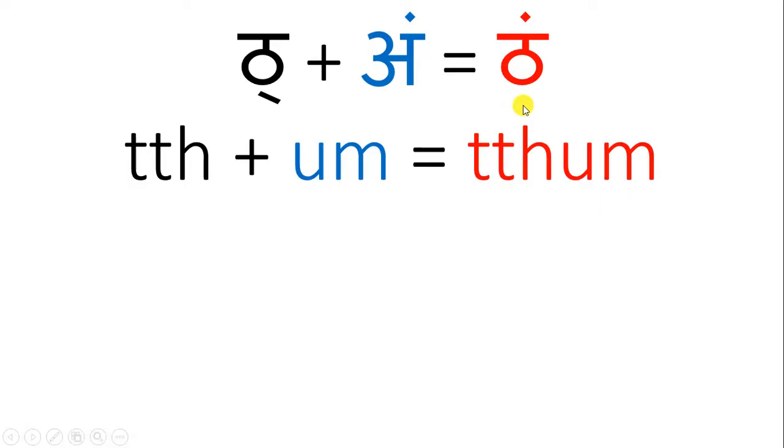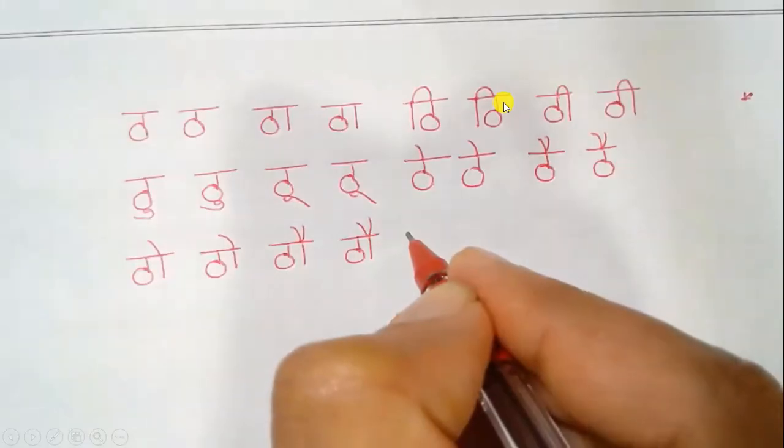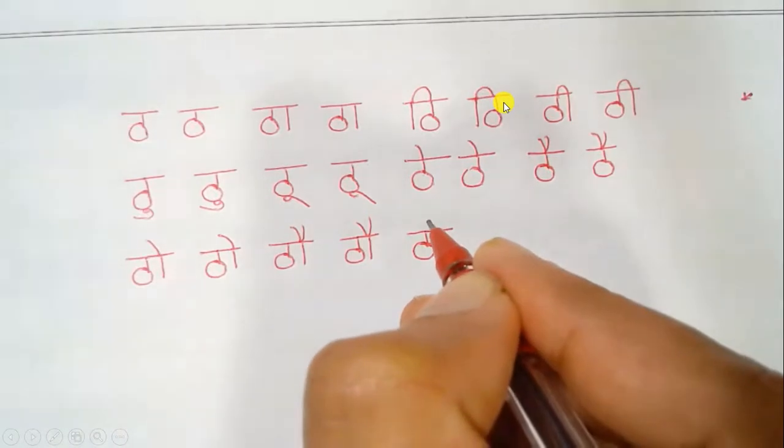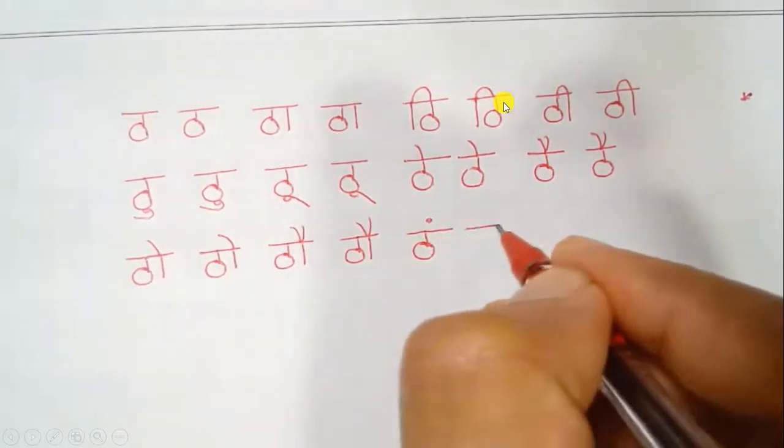Okay. The next sound is thumb, and we get this sound thumb when we add Th to the dot vowel. Thumb is basically the first vowel Th with a dot above the horizontal line.